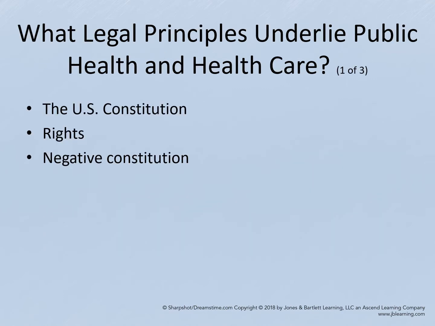So what are some legal principles that underlie public health and healthcare? First of all, the U.S. Constitution. The U.S. Constitution is the fundamental document that governs the issues of public health and healthcare law. However, the U.S. Constitution does not mention health, and public health and healthcare are issues that are left primarily to the authority of the states. The states have some authority and they delegate this authority to local jurisdictions such as cities or counties.